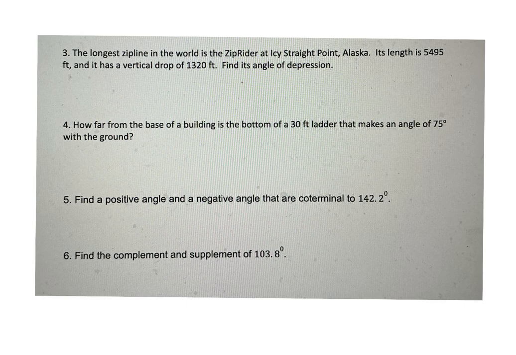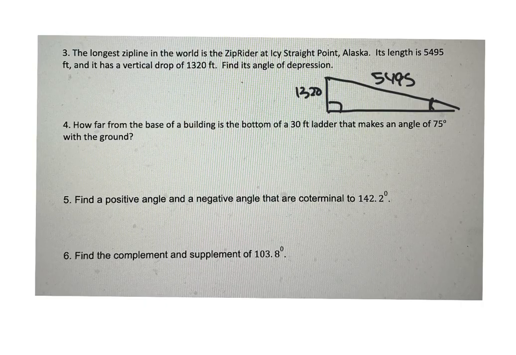Number three, the longest zip line in the world is in Alaska. Its length is 54.95. And here's what a zip line does. Remember, a zip line goes diagonally like that. It says the vertical drop. There's the vertical side. These are going to be right triangle problems, guys. So then it says, find this angle of depression. It sounds weird, but the angle of depression is right there, okay? Remember, angle of elevation, angle of depression, same thing.